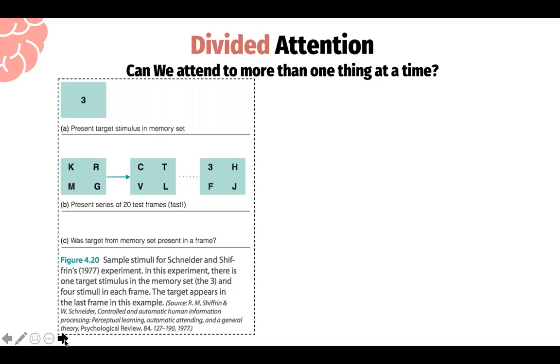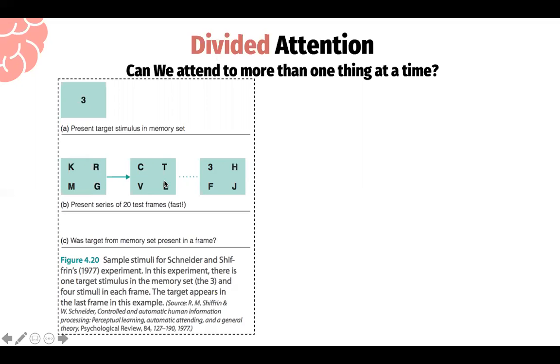All right, and the participant was shown a memory set like the one in this figure, consisting of 1 to 4 characters, called the target stimuli. And then the memory set was followed by a rapid presentation of 20 test frames, each of which contained distractors.